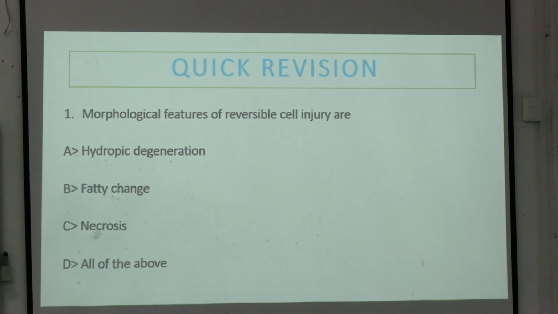In this one, tell me, what are the morphological features of reversible cell injury? All of the above. Necrosis: did I say necrosis even once? Necrosis is irreversible cell injury, right? It will be these two. So first read the answer options, and then you do it.